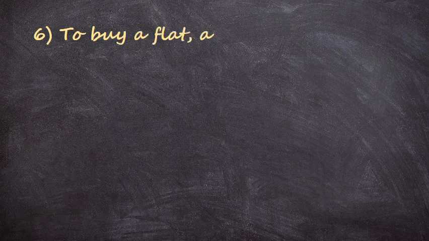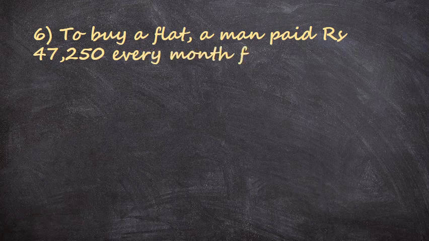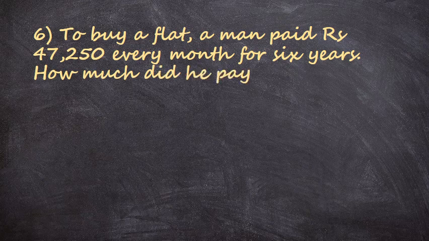Question number 6. To buy a flat, a man paid rupees 47,250 every month for 6 years. How much did he pay in all? A man purchased a flat. He gave the monthly installment for his flat continuously for 6 years, and the monthly installment is of rupees 47,250. Now the question is, we have to tell the total amount he will pay in 6 years.